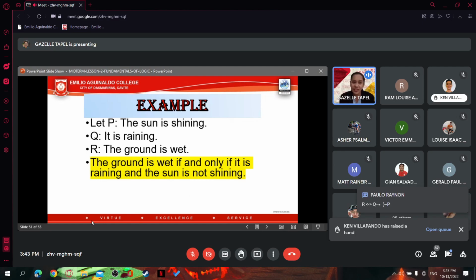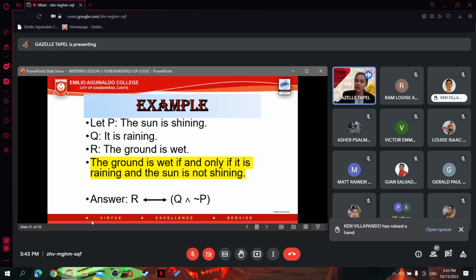Then, if it is raining, referring to Q, tama? And the sun is not shining. The sun is shining is the P. So, pag sinabi natin the sun is not shining, ibig sabihin not P. So, ang sagot ay ganito. Yung R, the operation dun sa if and only if, tapos Q and not P. So, combination niya ng biconditional, ng conjunction na and, at ng negation na not P. Okay, so dyan nagtatapos ang ating logical operator.